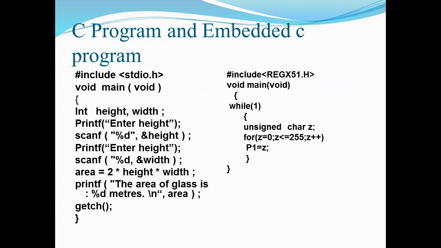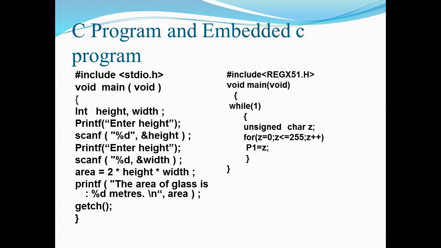Now let us compare a normal C program and an embedded C program. As I told you, all these programs begin with a #include. It is also called a preprocessor compiler directive. It tells the compiler what kind of files it should include. In the case of the normal program, it is stdio.h, which includes the standard input output files for the C program, whereas for embedded C it has #include regx51.h, which means that this program is written for the 8051 microcontroller.